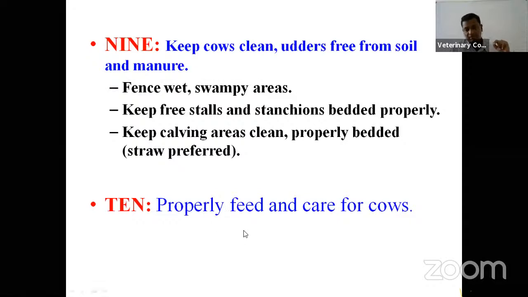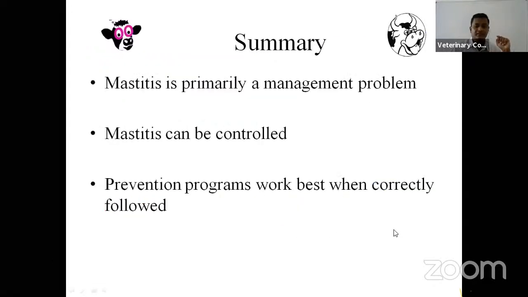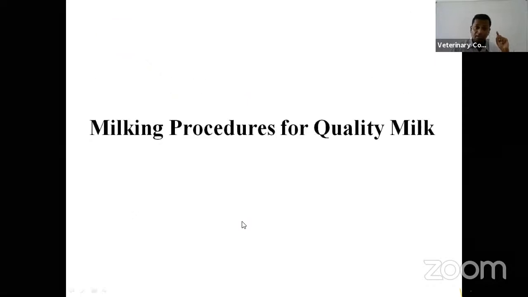Such animals will become ketotic in due course of time. And this subclinical ketosis would lead to subclinical mastitis. So in other words, mastitis management is very important when we talk about the supply of clean milk. The animals should be routinely monitored for mastitis, and such animals should be appropriately taken care of, especially when we talk about subclinical mastitis.